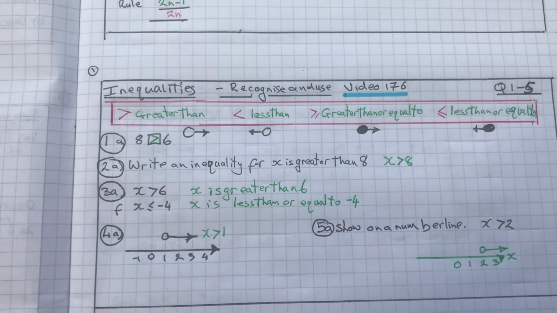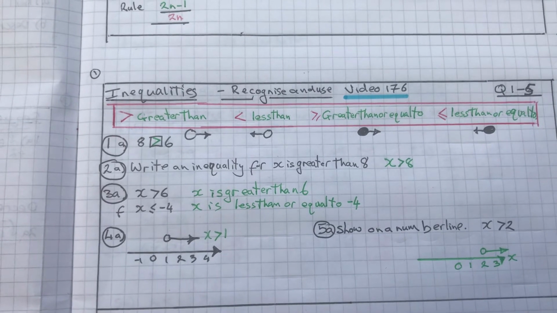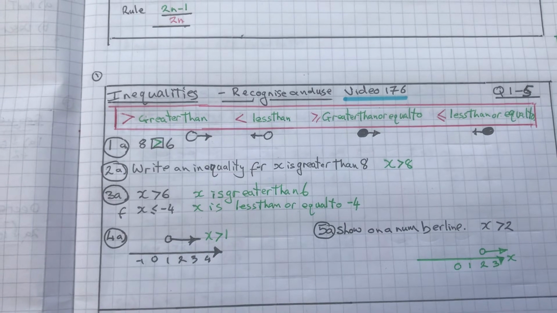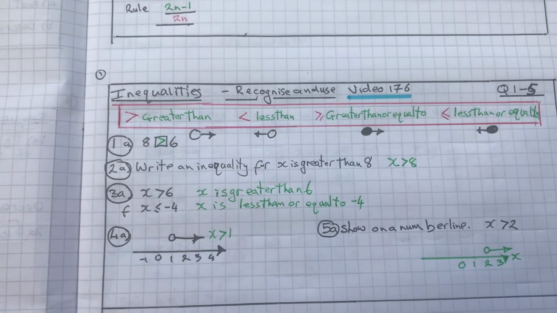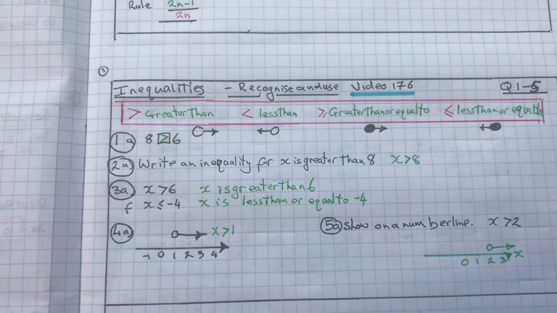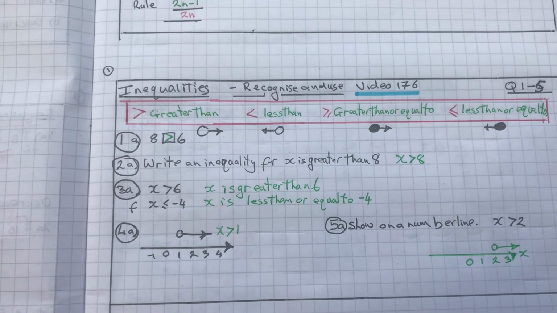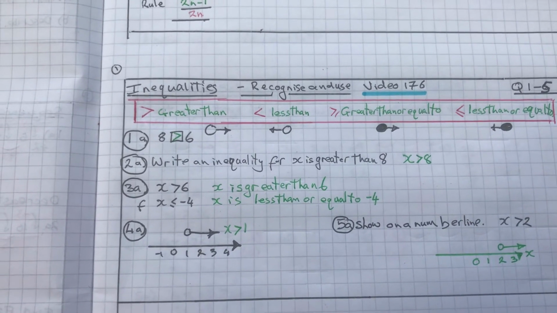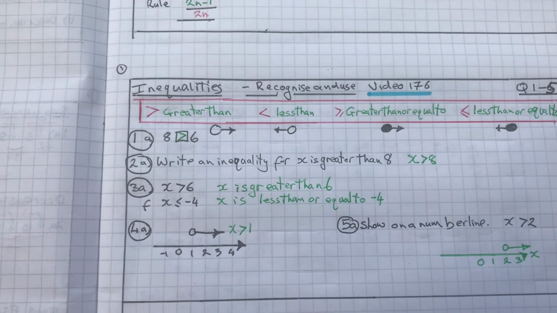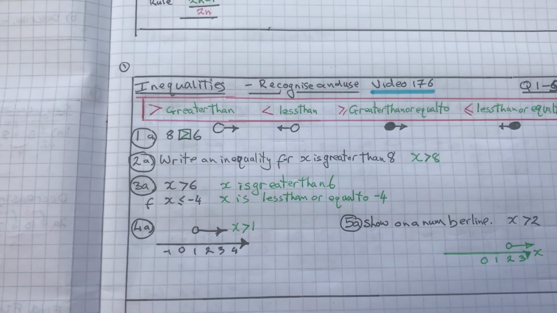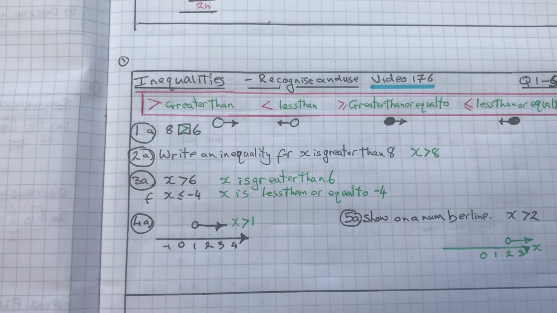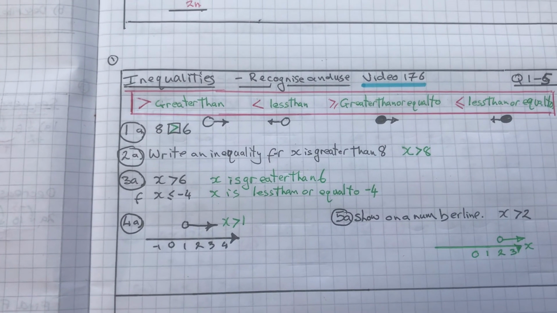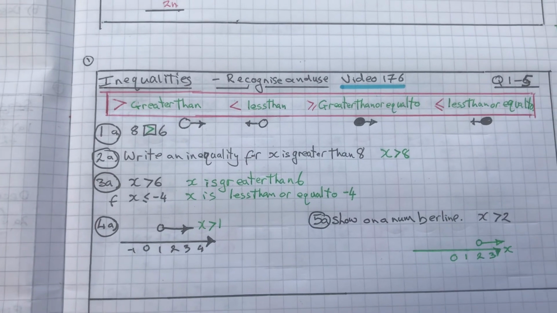How do I look at 4a and write an inequality based on what I've got there? I've got a circle at 1 and an arrow pointing to the right. That means that x can be any number greater than 1, but it cannot be equal to 1 because the circle isn't shaded in. So the inequality represented there is x is greater than 1.